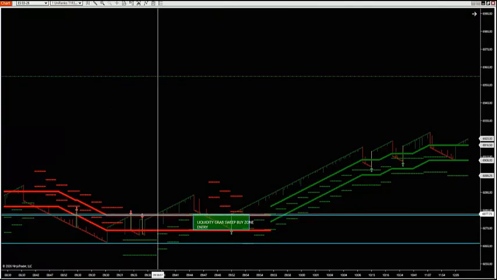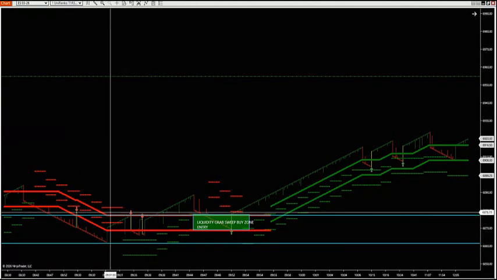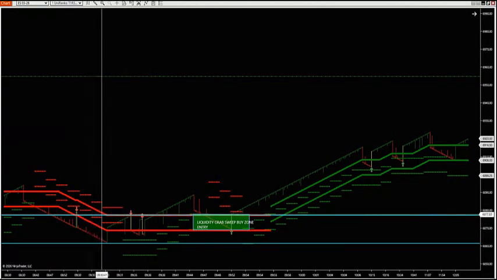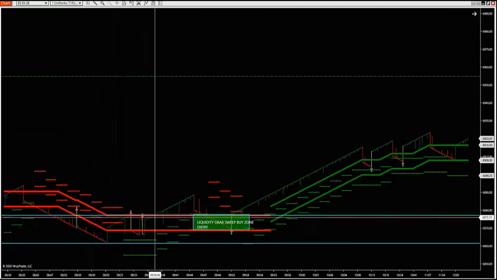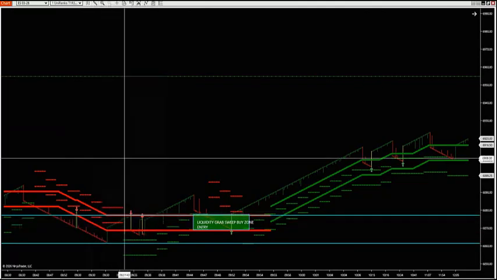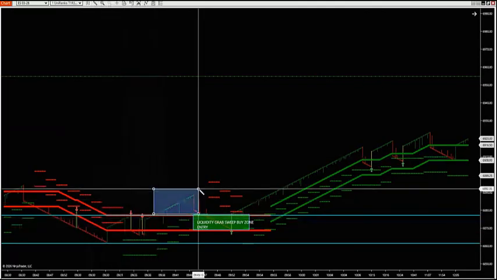The market, we put this little line, what's called the 5-minute opening range, the 5-minute high, 5-minute low. It breaks out of the 5-minute opening range, showing pressure to the upside. There it is.